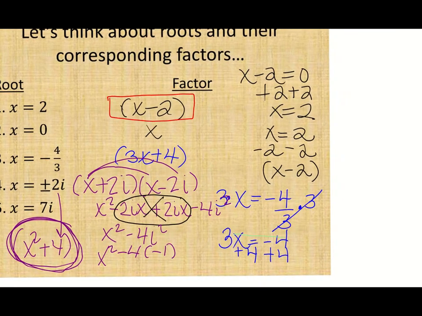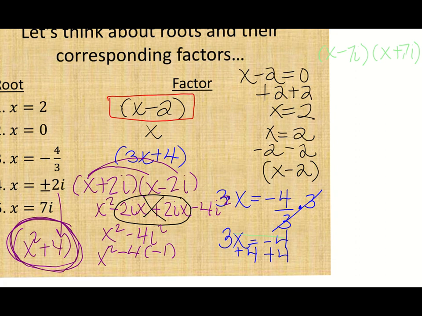So if I have x equals 7i, I cannot possibly just have 7i. So it's not just x minus 7i as my factor. If I have x minus 7i, I also have to have x plus 7i. It will always be true that I have both. So x minus 7i and x plus 7i will always come together. They always come in pairs.